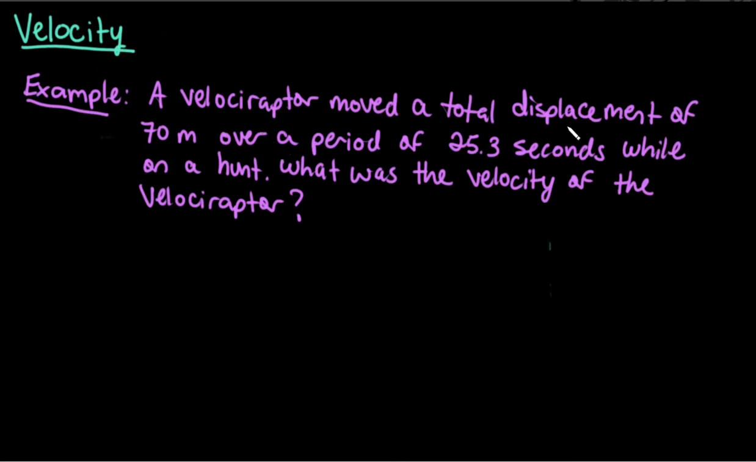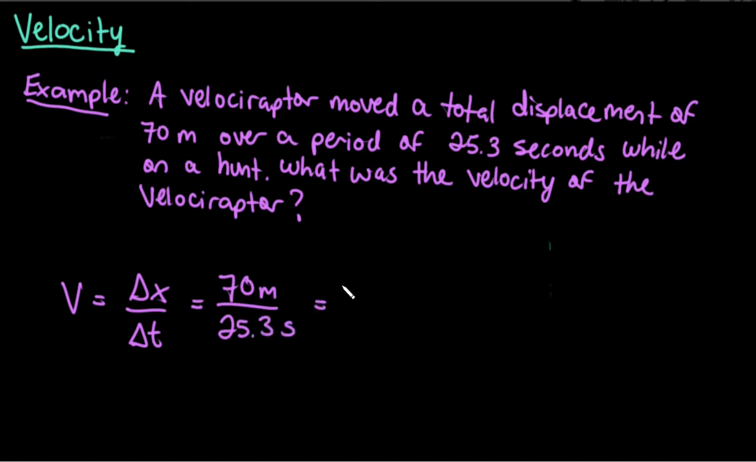So let's take an example. A velociraptor moved a total displacement of 70 meters over a period of 25.3 seconds while on a hunt. What was the velocity of the velociraptor? Well, if we remember, velocity is equal to displacement over our time. So if we take 70 meters and divide that by 25.3 seconds, we would find that the velocity of our velociraptor is 2.8 meters per second. And it's as simple as that.